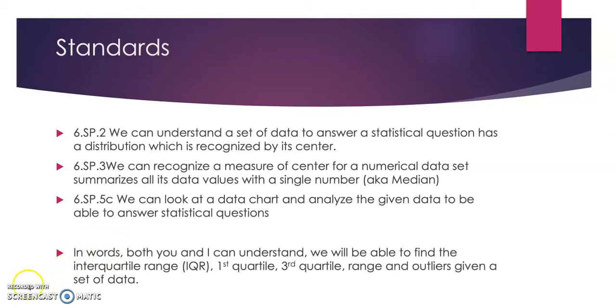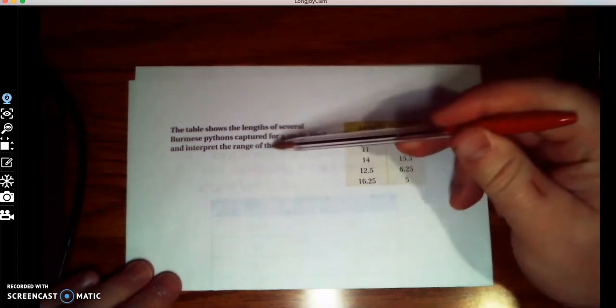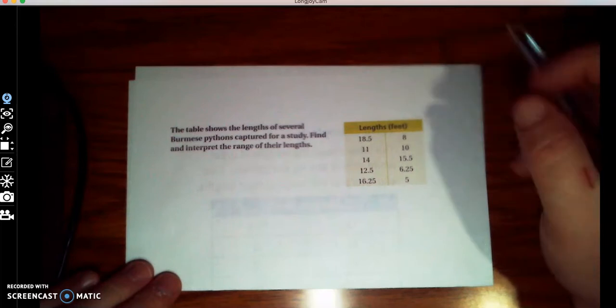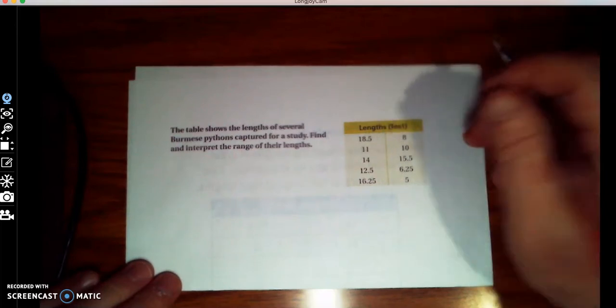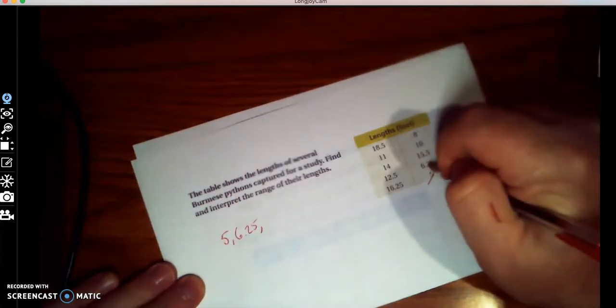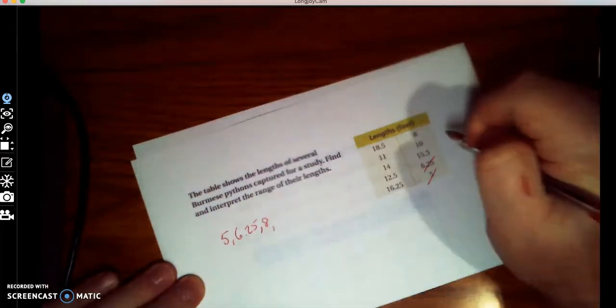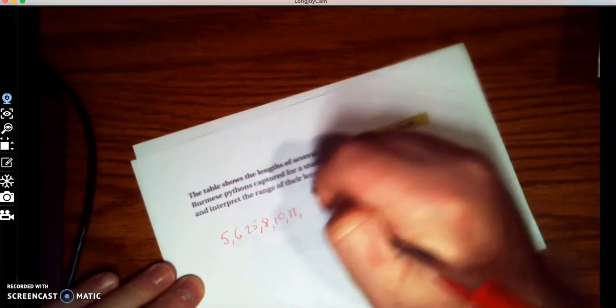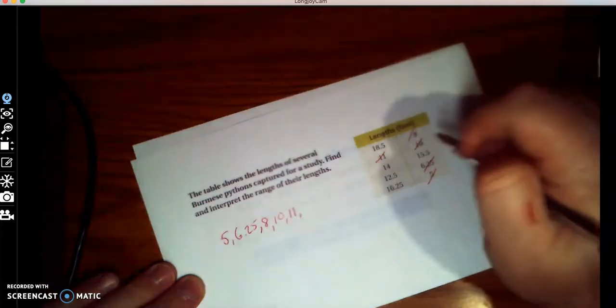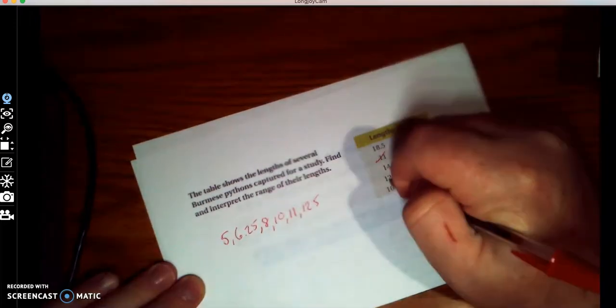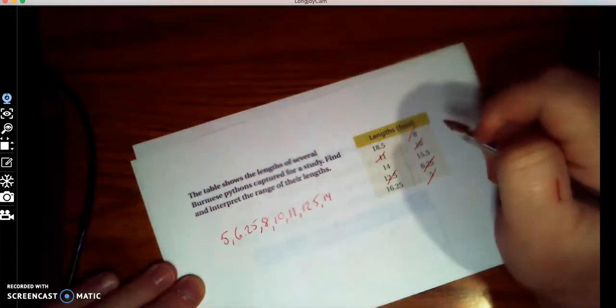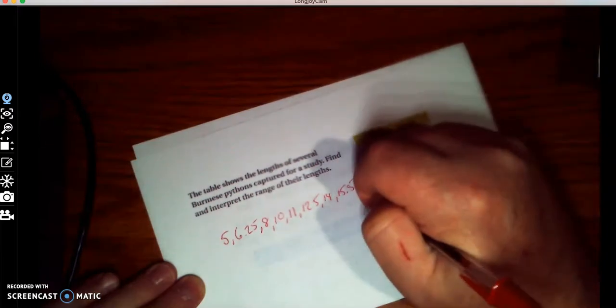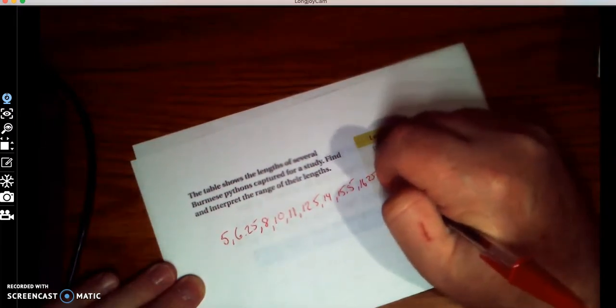So let's begin. Okay, so in this example, the table shows the lengths of several Burmese pythons captured for a study. Find and interpret the range of their lengths. This would be in feet. So what do we have to do? It wants us to find their range. So we're going to put the numbers in order from least to greatest. We got 5, 6.25, 8, 10, 11, 12.5, 14, 15.5, 16.25, and we got an 18.5.